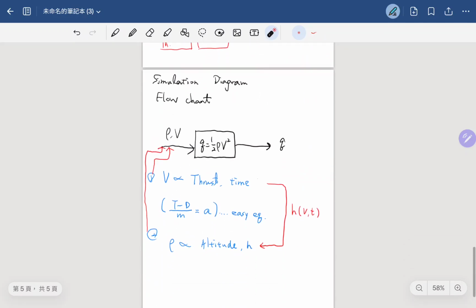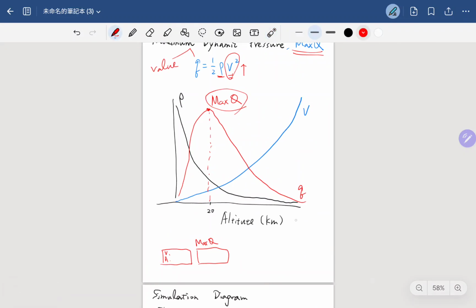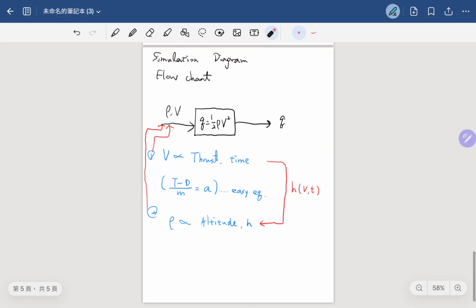If you really want to do the simulation of this figure, we say figure 1, no matter what kind of program or language you use, Python or MATLAB, that's fine. The basic concept I showed here, the flowchart, is that I want to calculate the dynamic pressure, which equals the air density times velocity squared over 2. Here we have to note that the rocket velocity is basically a function of thrust and time, and this is a very basic equation that you can use.